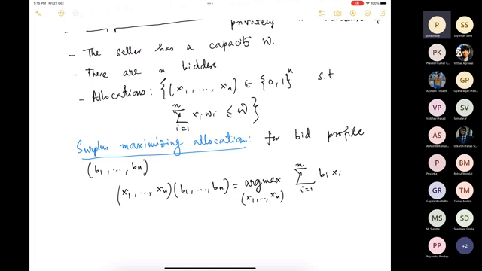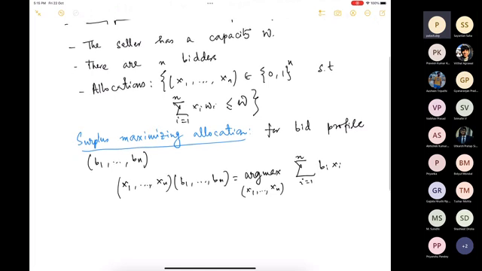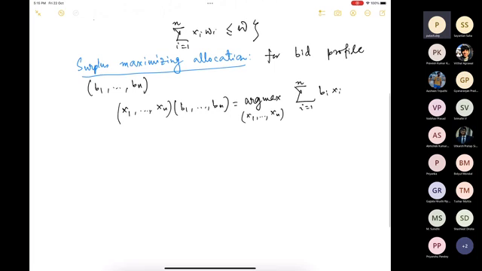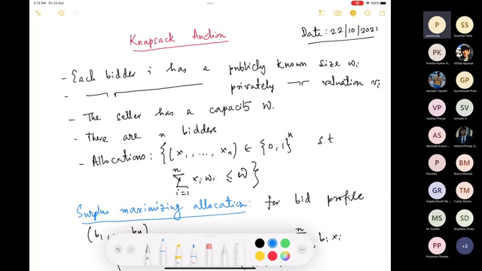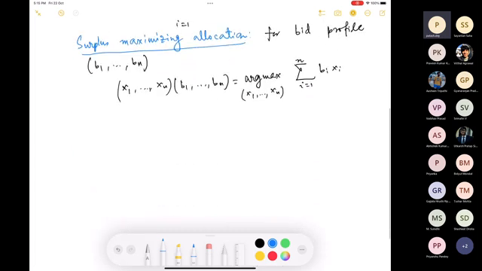Okay, so the first step is done. We have ensured a surplus maximizing allocation. Then the second step is invoking Myerson's lemma because it is a single parameter environment. Why? Because the private information of each player is encoded by a single real number. So that's why it's a single parameter environment. So let's consider the payment rule.